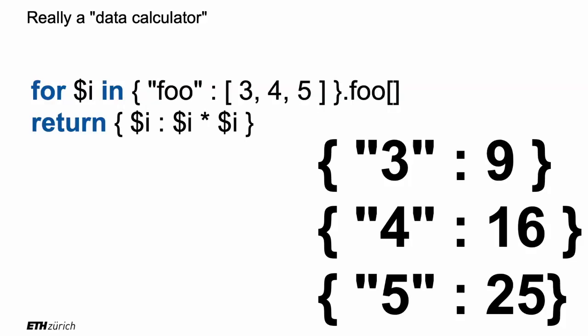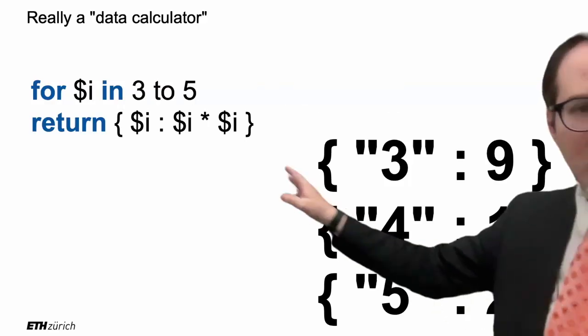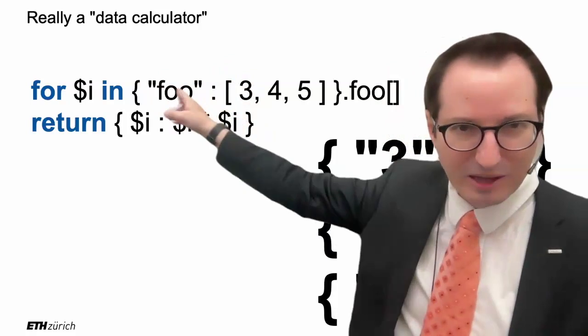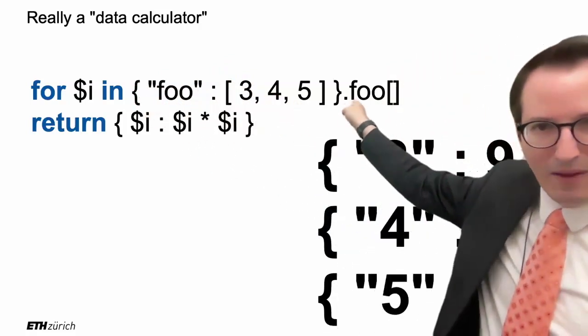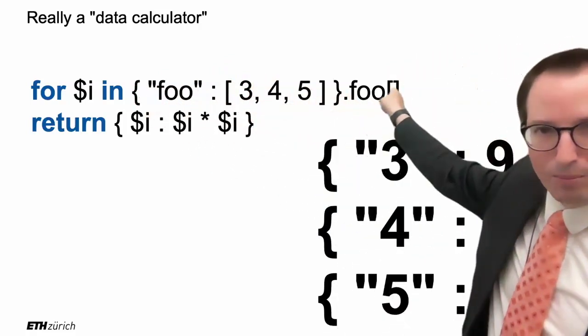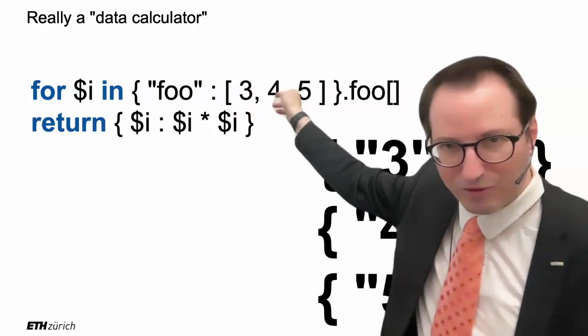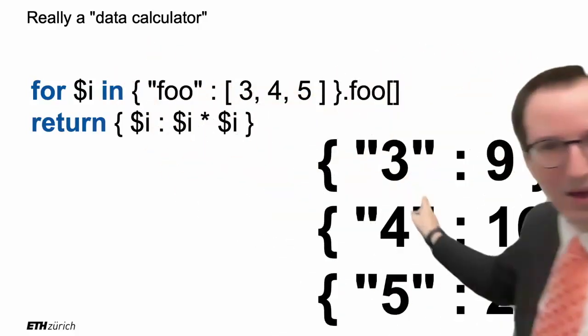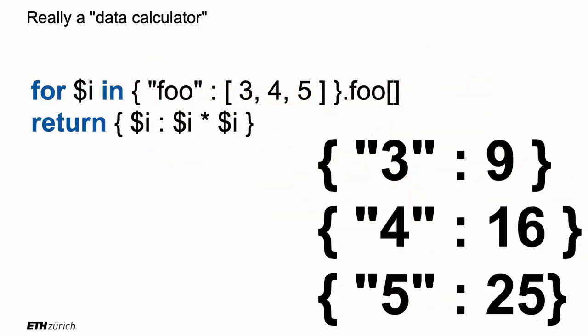Very good. This is a more complex one. You see, it's a Lego game. You can just put anything anywhere. And here I have this query. Dot foo gets the array, pops the array open, so 3, 4, and 5, and then it iterates and does that. Who also understands that query? Very good. Oh, you're good.